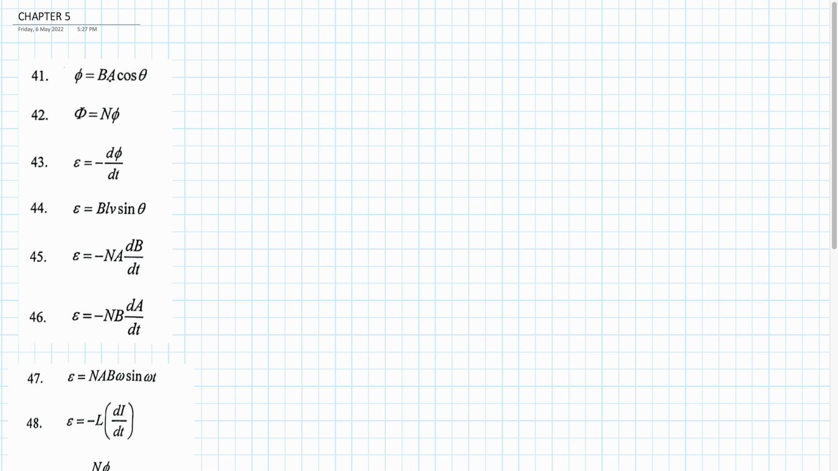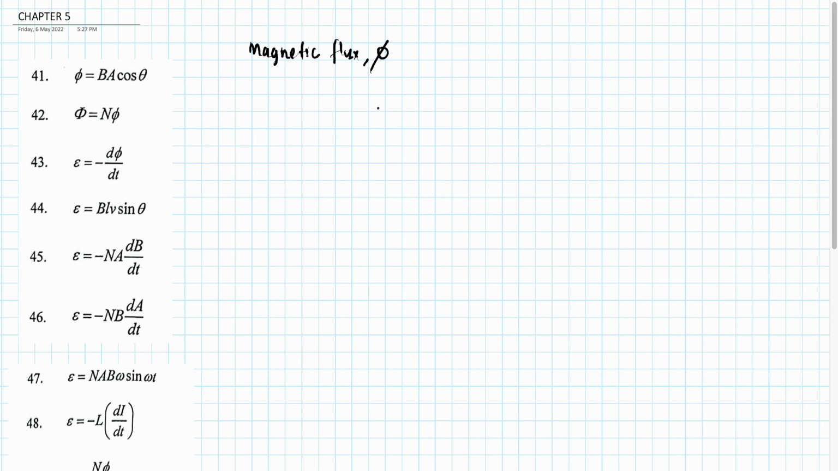These are the equations given. But before we look at the equations, let's see the concepts that we learned in chapter 5. Chapter 5 is electromagnetic induction. Among the first concepts that we learned is magnetic flux, which we write as phi. So this is magnetic flux.